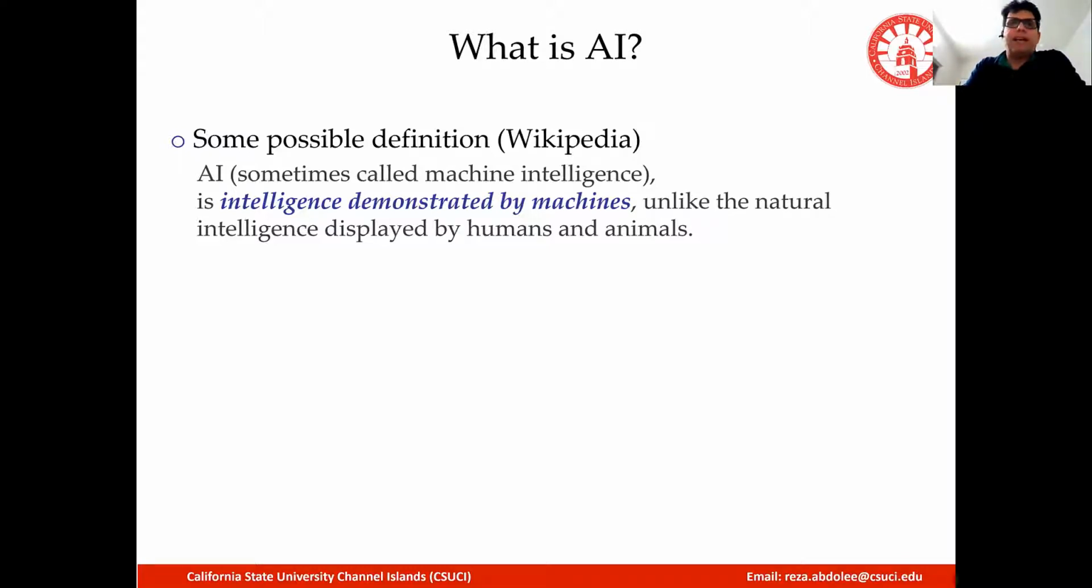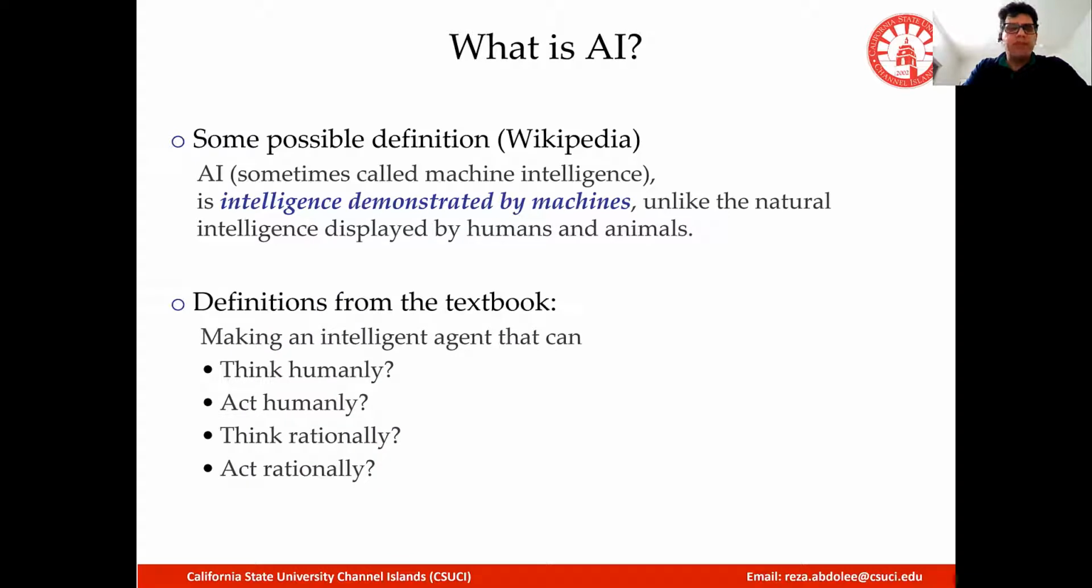by humans and animals. So basically, any intelligence that you can have with machines, you can equip any machine with some intelligence that you can call AI. So this is a very general definition for AI. Having a machine with intelligence is called AI. So that's the simple definition.